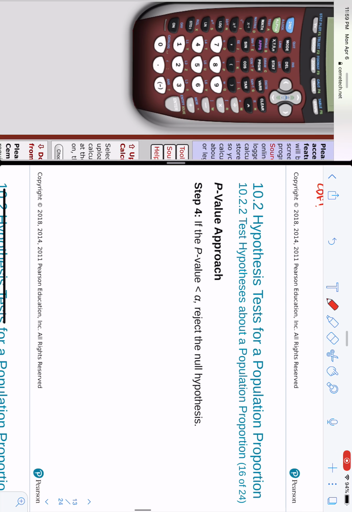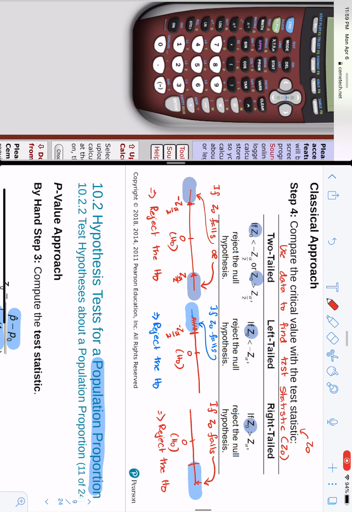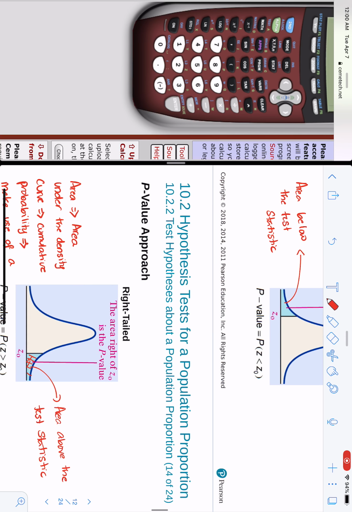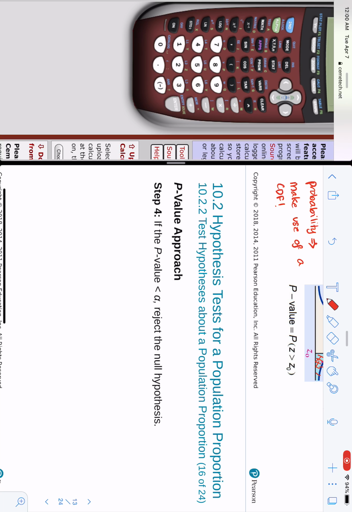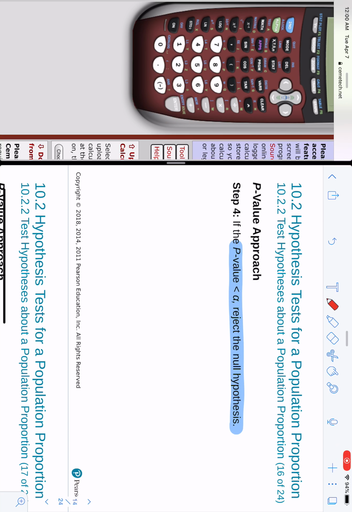So how do we come to a conclusion with a p-value approach? If we go back to the critical value approach, we looked at where the test statistic falls. If it falls on the left-hand side, with the left-tailed test, we reject the null and so forth. But when it comes to the p-value approach, we simply compare the p-value to the value of alpha, which simply states reject the null hypothesis.